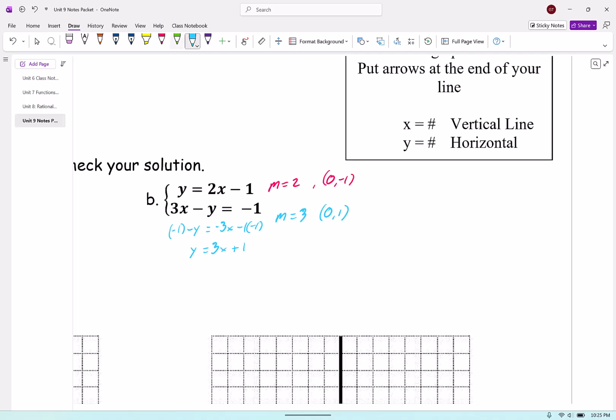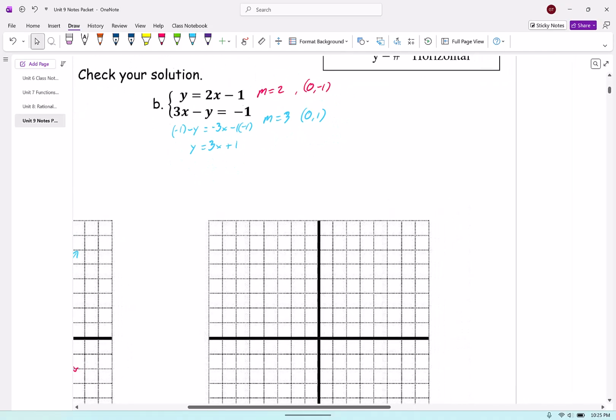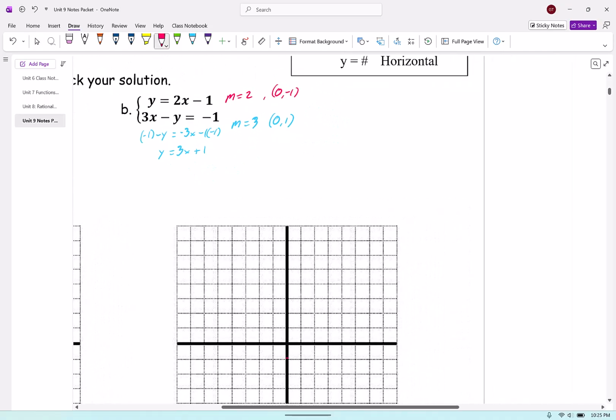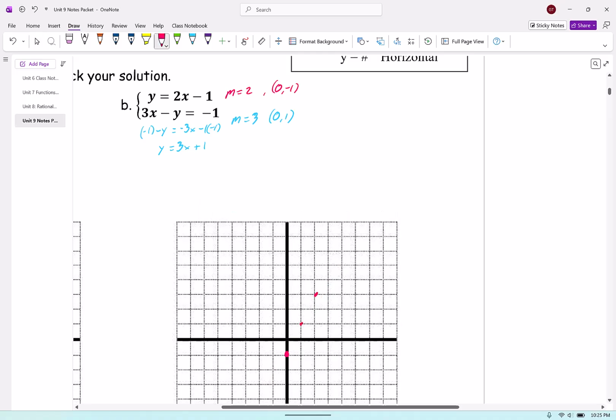Let's plot these. I'm going to start at (0, -1), and then I have 2 over 1, so 2 up, over 1, 2 up, over 1. I've got 3 of these. That one was bad, but there we go, that was better.